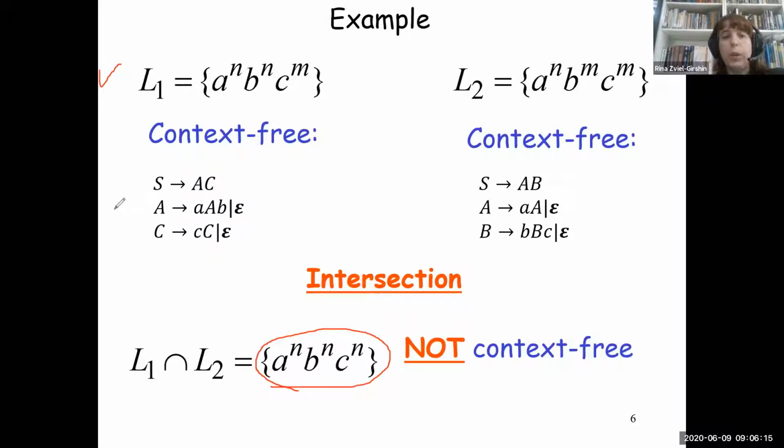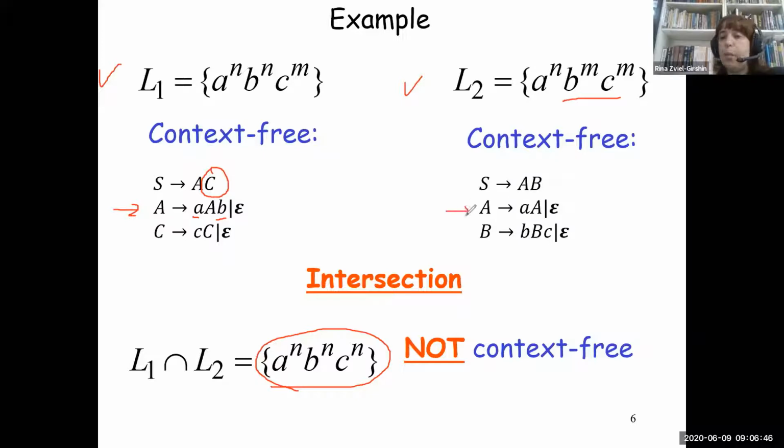So here with the variable A, I produce for each A an additional B. And then later I continue to variable C that produces any number of C's. So I actually can count to infinity with context-free grammar, but basically only for two variables. I can compare the number of B's and C's.